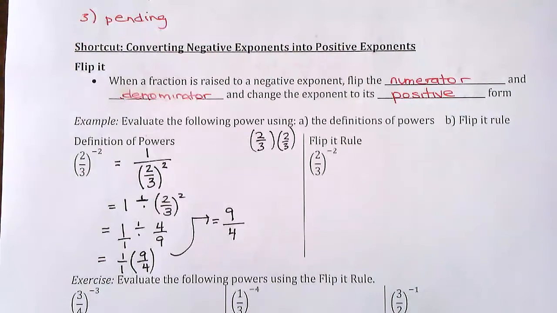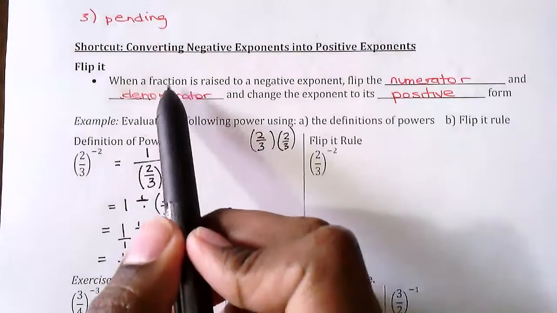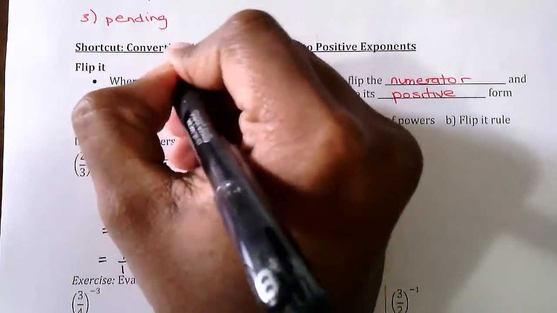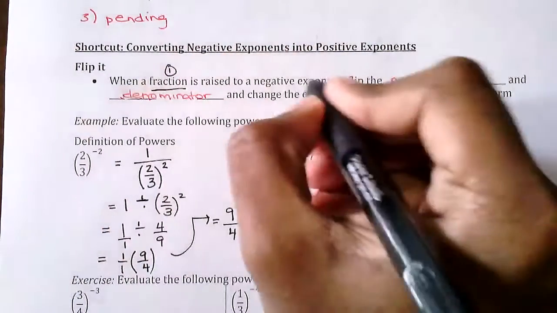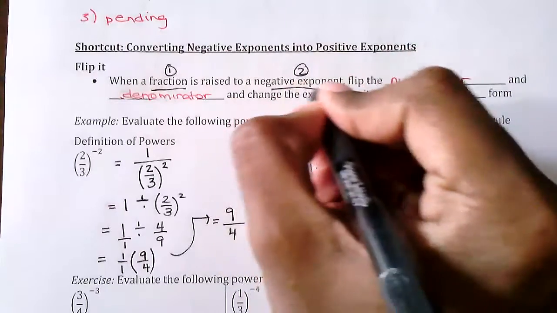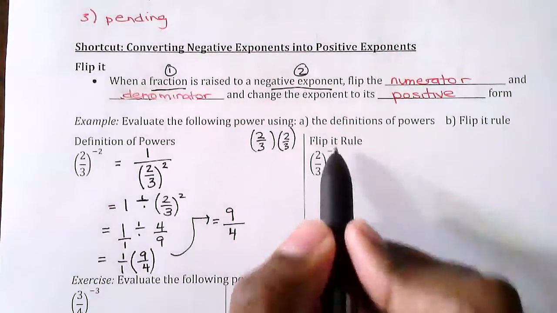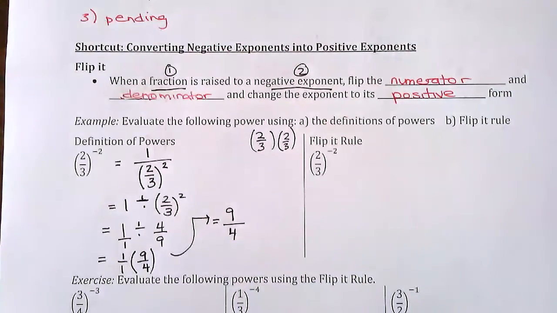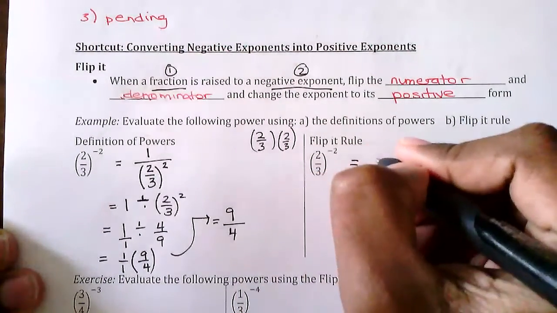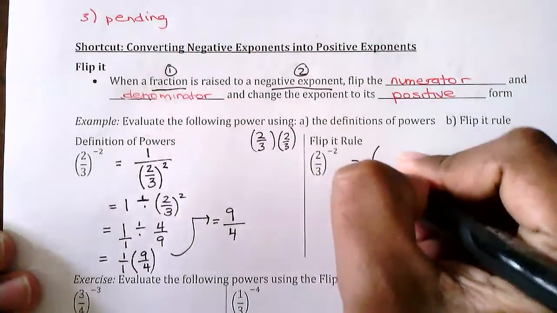How do we know we can use a flip it rule here? Well, there's 2 conditions that need to be met. The first one is you need to have a fraction. And the second thing is you need to have a negative exponent. So I have a fraction as my base. Great, I have a negative exponent. So what the flip it rule tells me to do is to flip the numerator and denominator.